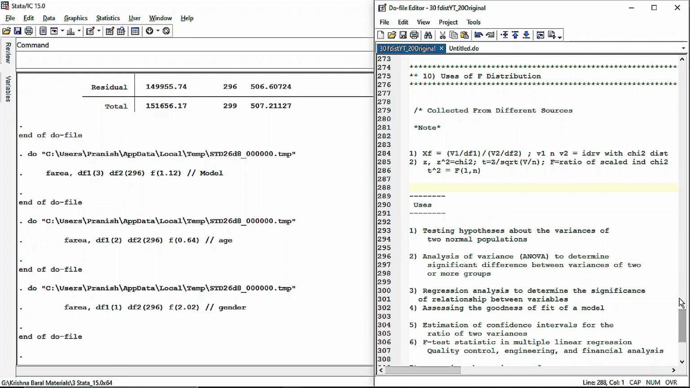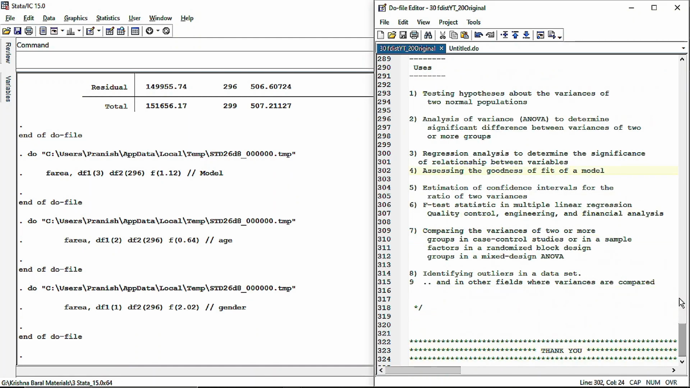Now let us see some of the uses of the F distribution. F distribution is used to test the hypothesis about the variance of two normal populations, and it is used in analysis of variance to determine significant difference between variances of two or more groups. It is used in regression analysis to determine the significance of relationship between variables. It is used in assessing the goodness of fit of a model. Similarly, F distribution is used in estimation of confidence intervals for the ratio of two variances. F test statistics is used in multiple regression analysis, quality control analysis, engineering, and financial analysis.